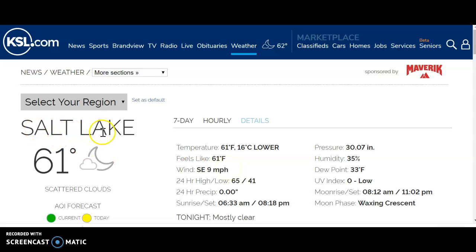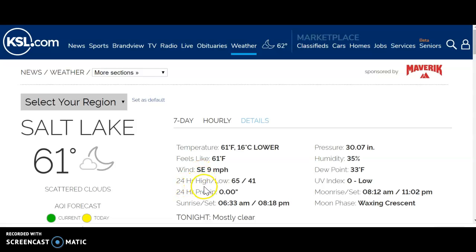You should be familiar with all of these, especially the details for that day. So today in Salt Lake City, the temperature was 61 degrees Fahrenheit. It feels 61 degrees Fahrenheit, so it didn't feel cooler or warmer. The wind comes from southeast, and the speed was 9 miles per hour. I noticed that some of you think wind goes to, no, wind comes from, so it's as if there is a fan blowing at you from this direction.